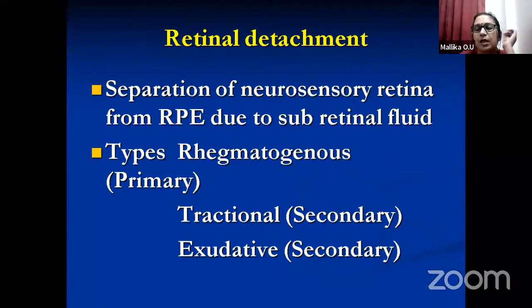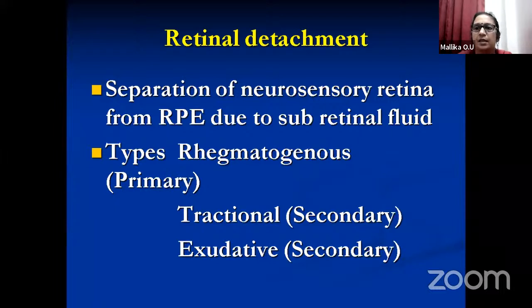Whenever you say retinal detachment, it is not the whole retina which is detaching from the underlying choroid. It is the neurosensory retina, that is the inner 9 layers, that is separating from the retinal pigment epithelium. There are 3 different types of retinal detachment. One is the most common one, that is the rhegmatogenous retinal detachment.